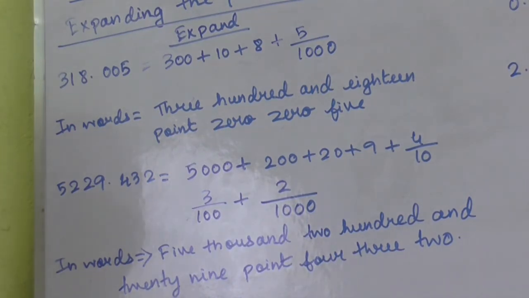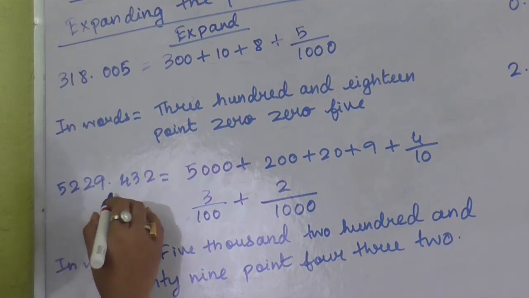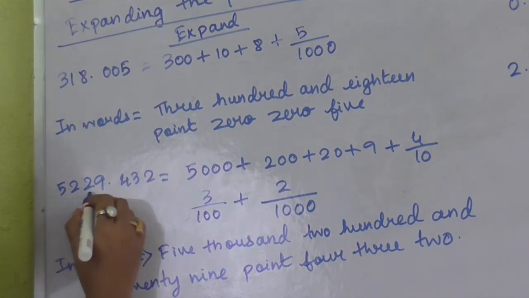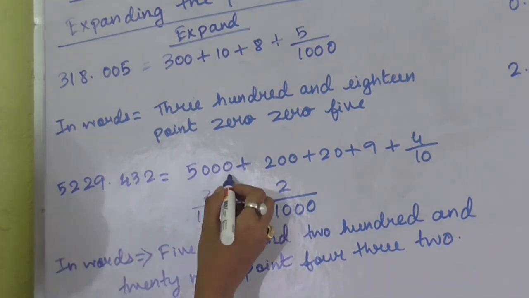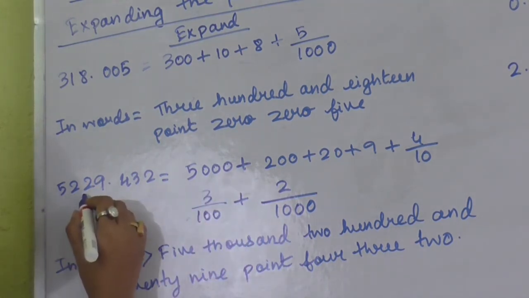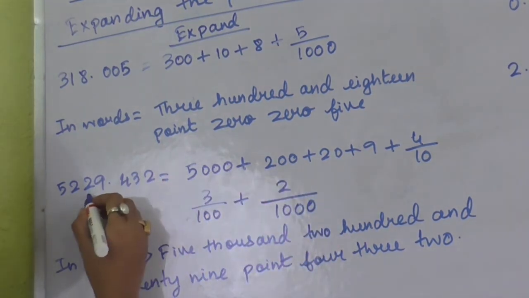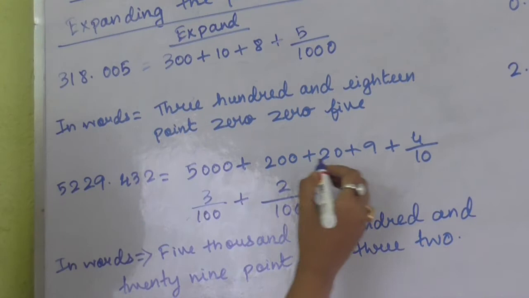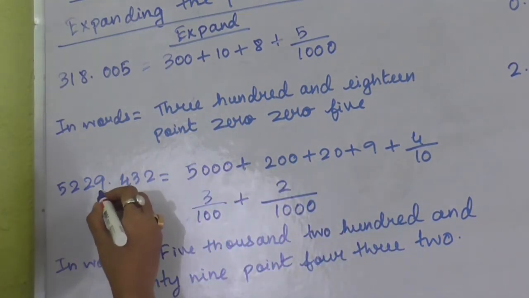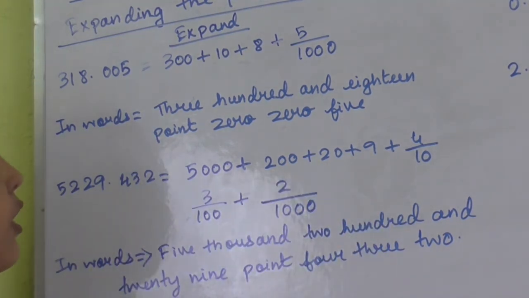Next another number has been given, 5229.432. Here you can see that after 5, 3 digits have been given. So here I have written 3 zeros, and after this first 2, 2 digits have been given. So I will place 2 zeros over here, and after this second 2, 1 digit has been given. So I will place only 1 zero over here, and after this 9 no such digit is there, only a point. So I will just put this 9 in this way only.